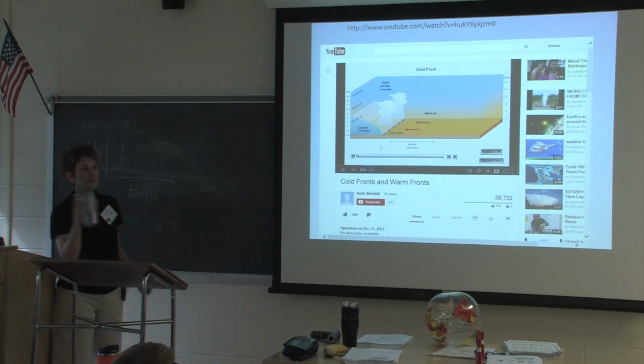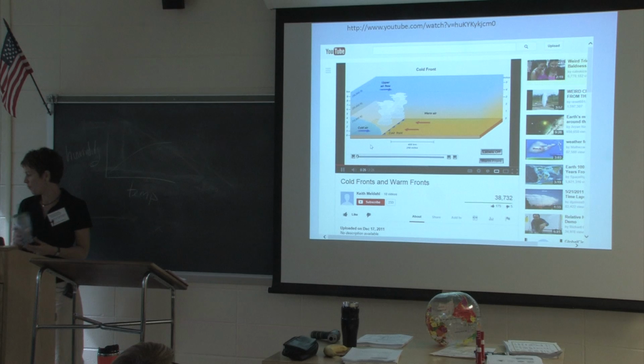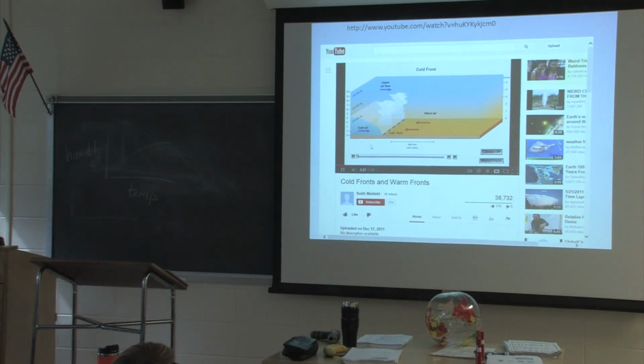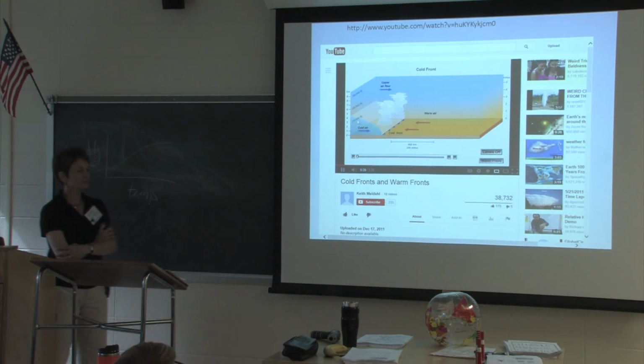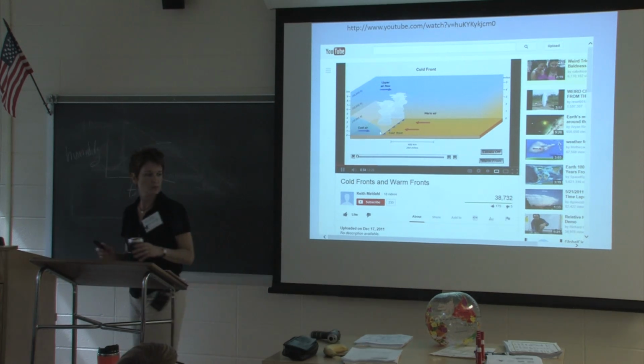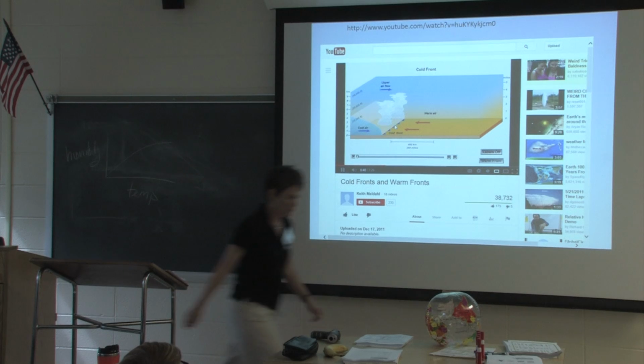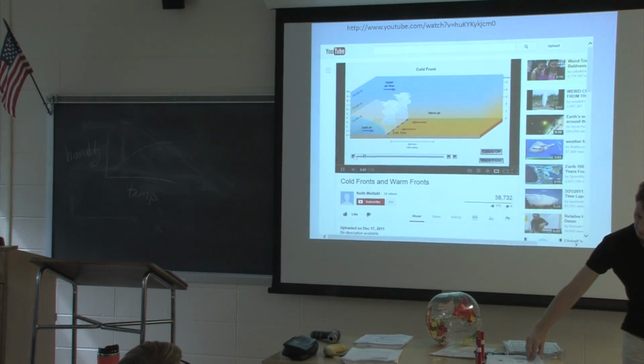And one way to think about the difference between cold fronts and warm fronts is to think about which mass of air is going to win the battle. So we'll start with a cold front. This is a situation that happens where cold air moves in like a big wedge underneath warm air. Cold air is always heavier than warm air, and so it's denser, and it's going to tend to slide under the warm air and push the warm air upward.